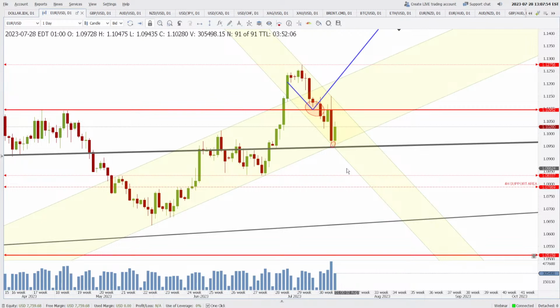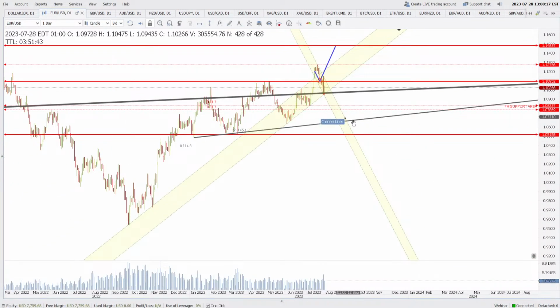But if I have to draw a channel, I think we still need this channel to break to the upside for us to become buyers, and we will be in the buying bias till the time the price is trading above 1.0833 area. But should we buy right now? No, I will not suggest that you should buy right now.